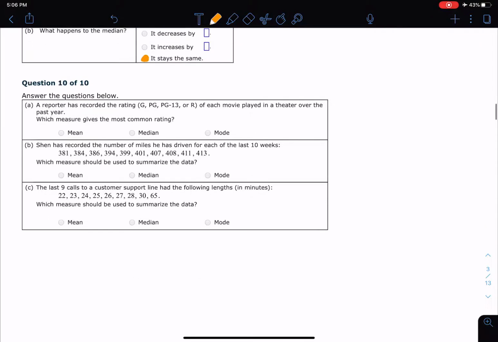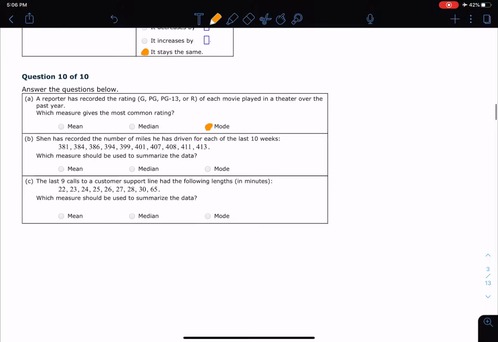All right, question number 10, our last question. A reporter has recorded the ratings G, PG, PG-13, or R of each movie played in a theater over the past year. Which measure gives the most common rating? Well, what of these three measurements, mean, median, or mode, measures most frequent? Well, that's going to be the mode. So the mode measures when you have copies or most frequent.